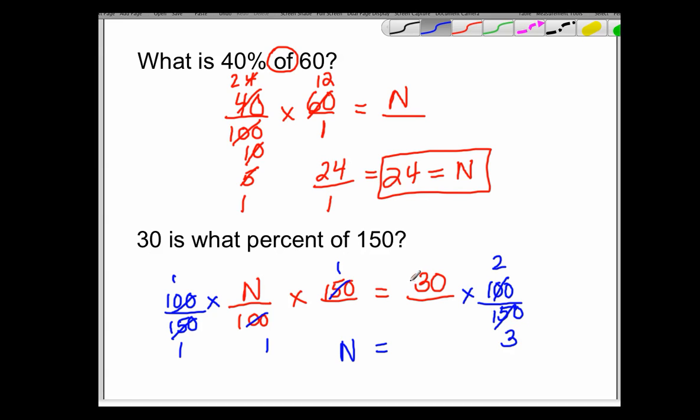Alright, let's see if we can cross cancel because we're multiplying fractions, 30 and 3. And yes, we can. The 3 goes into both of them. 3 goes into 3 once, 3 goes into 30, 10 times. And now, 10 times 2 is 20, divided by 1 times 1, which is 1, and 20 divided by 1 is 20. Therefore, the answer to this problem is n equals 20. So going back to our problem, 30 is 20% of 150.